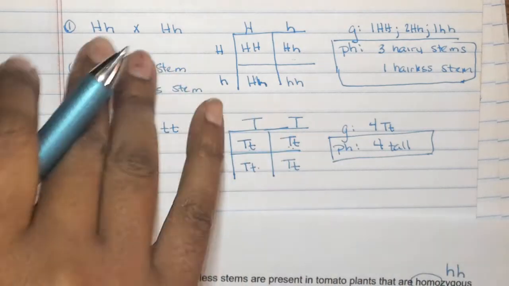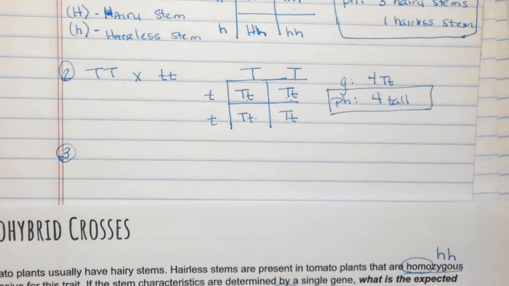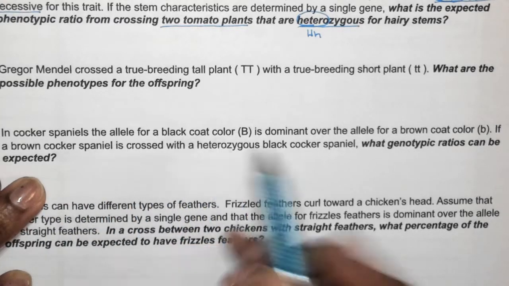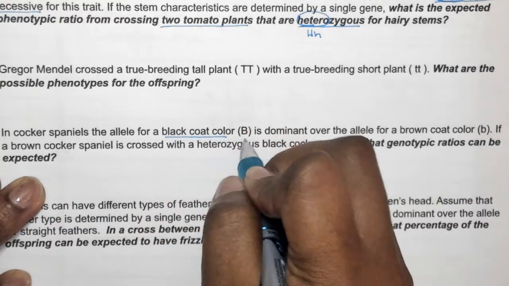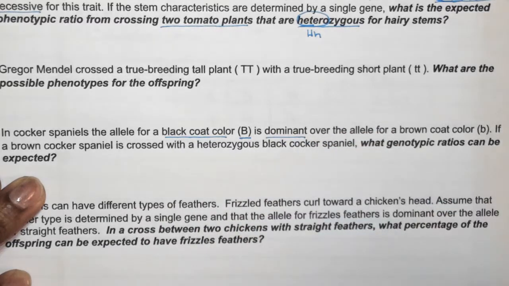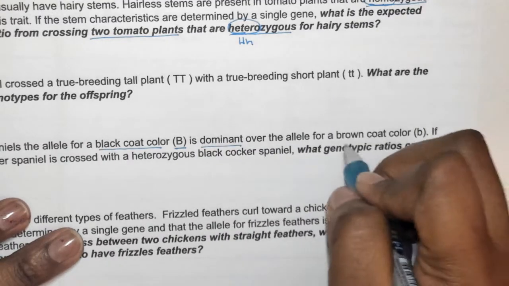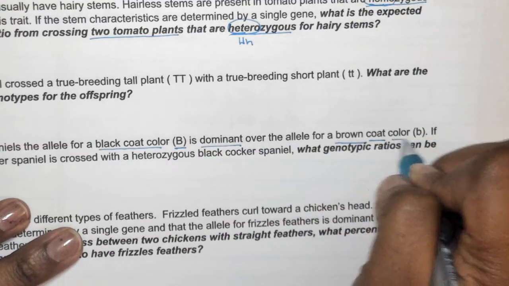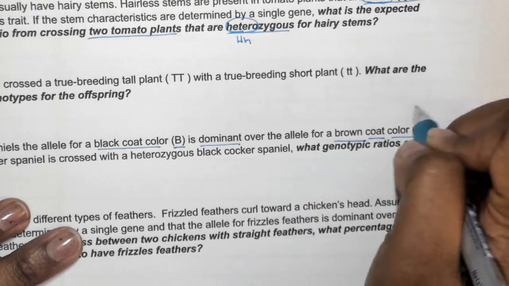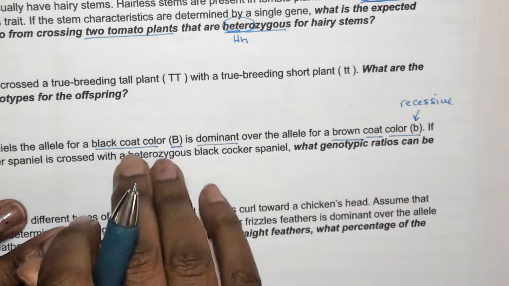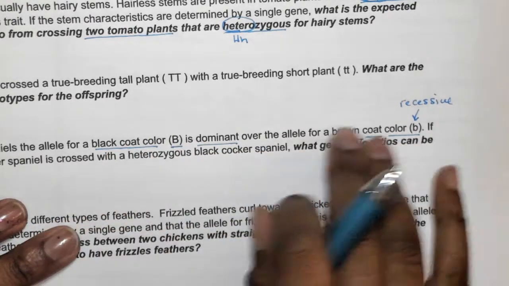All right, going on to number 3. In Cocker Spaniels, the allele for a black coat color, big B, is dominant. And that's dominant over brown coat color. So that means that this is the recessive. Whenever it's written that way, dominant over, this one's dominant, that one's recessive.